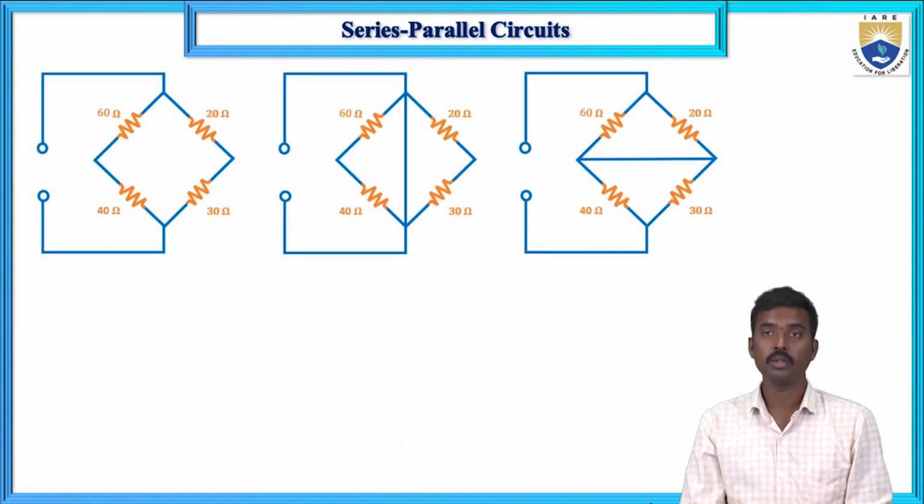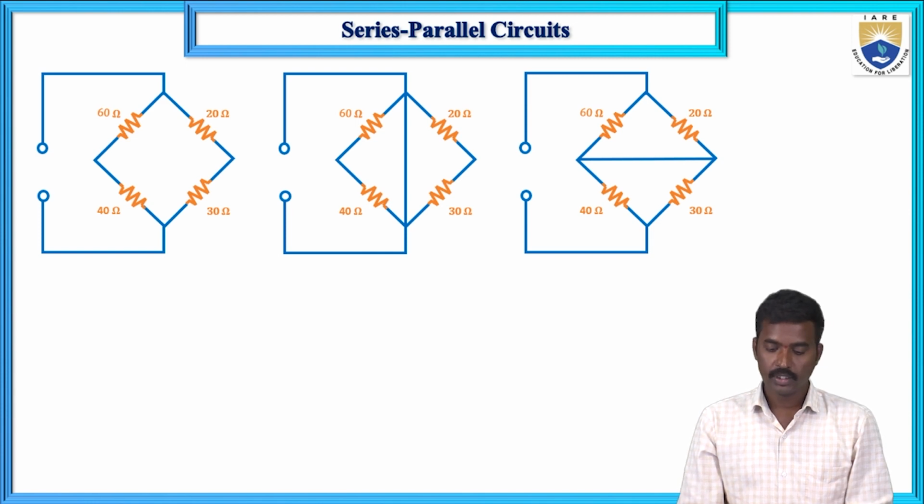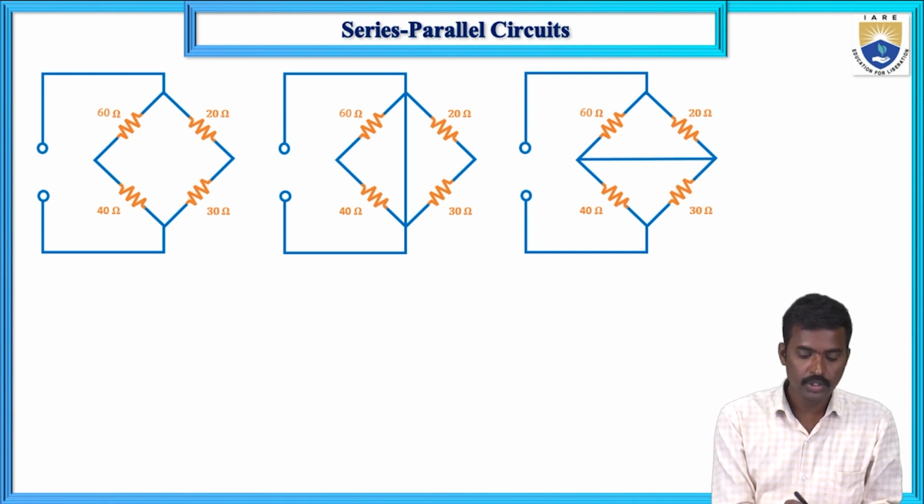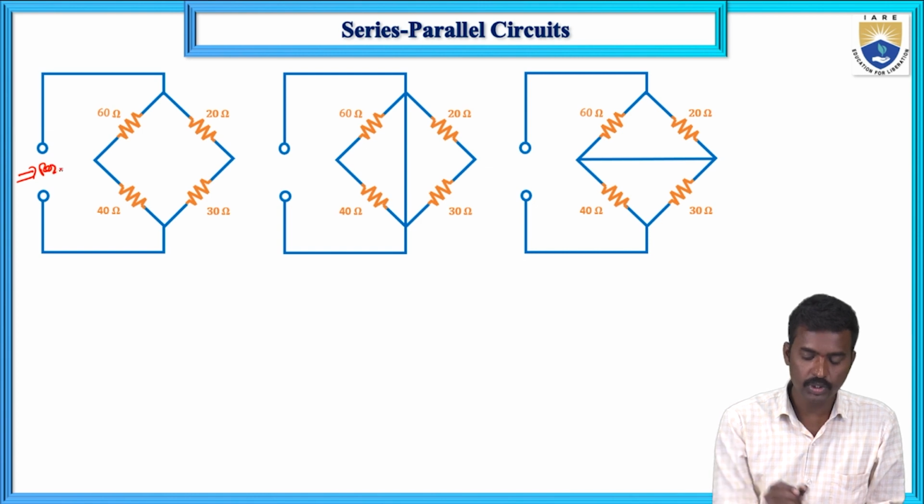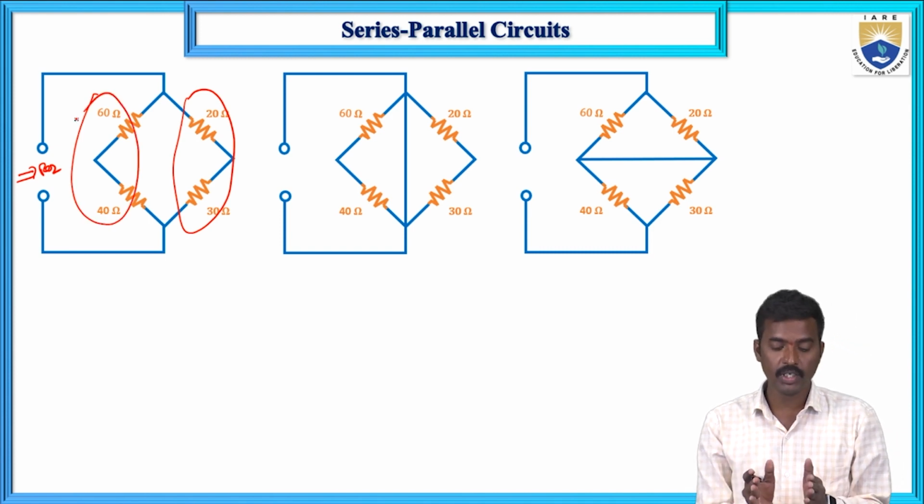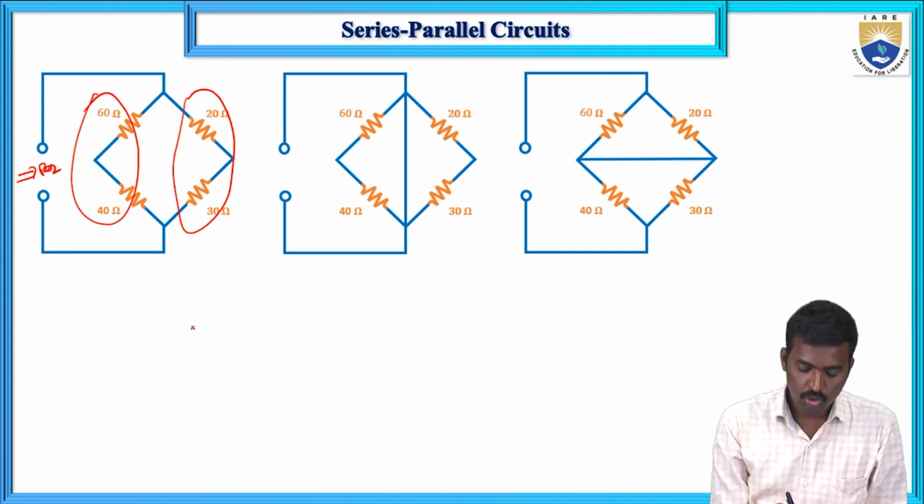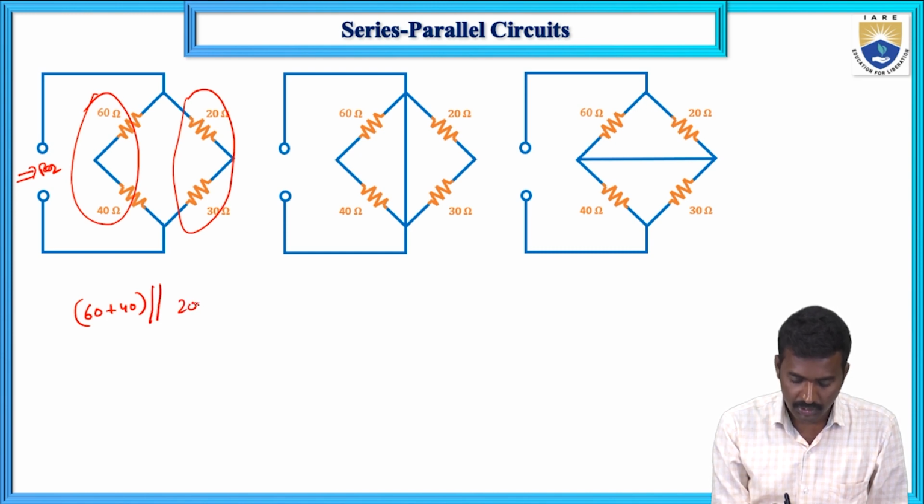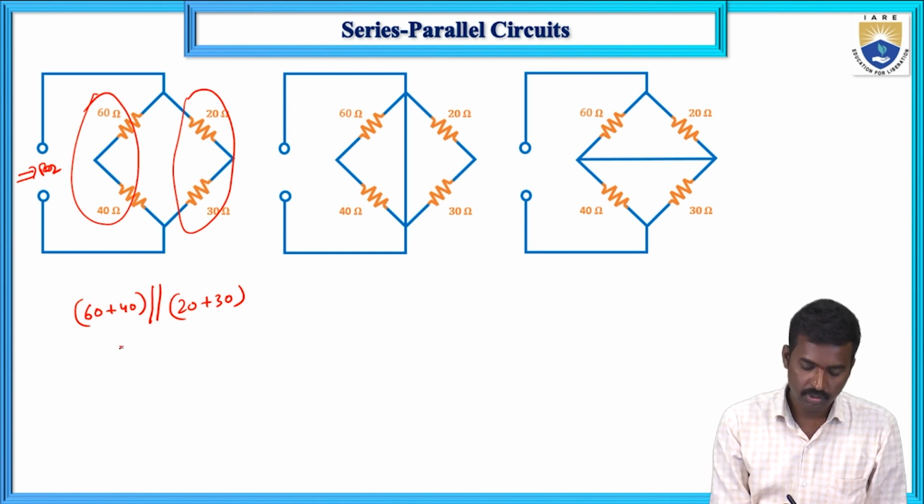Now next problem. These are three similar circuits, with only one difference in each circuit. Determine R equivalent between these two terminals. Here these two are connected in series and these two are connected in series. Again the two equivalent resistances are connected in parallel. So here 60 and 40 are connected in series, 20 and 30 are connected in series, and the whole combination is in parallel.